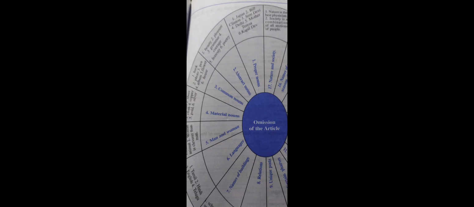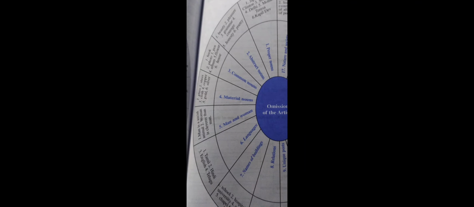In the same way, it is not used with abstract nouns, those which we are not able to touch, even though sometimes we are not able to see them. For example, beauty, pleasure, courage, honesty. In the same way, this is not used with common nouns. For example, book, pen, house.